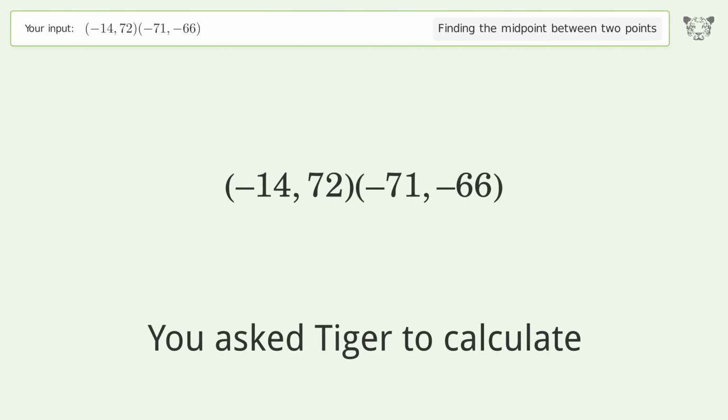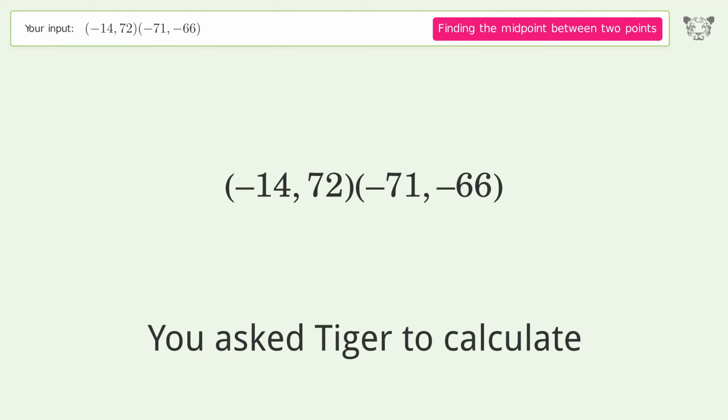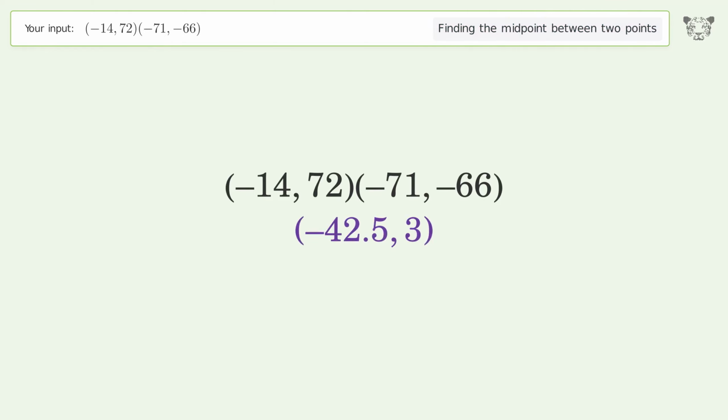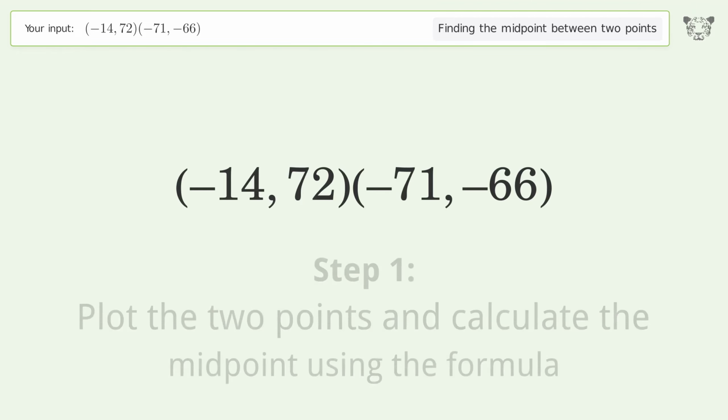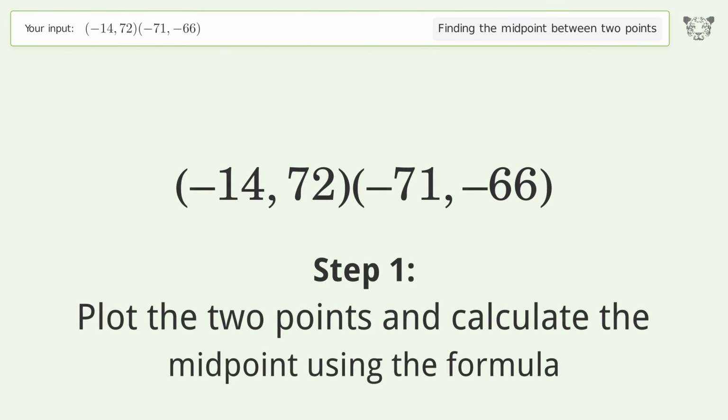You ask Tiger to calculate. This deals with finding the midpoint between 2 points. The midpoint between the 2 points is negative 42.53. Let's solve it step by step. Plot the 2 points and calculate the midpoint using the formula.